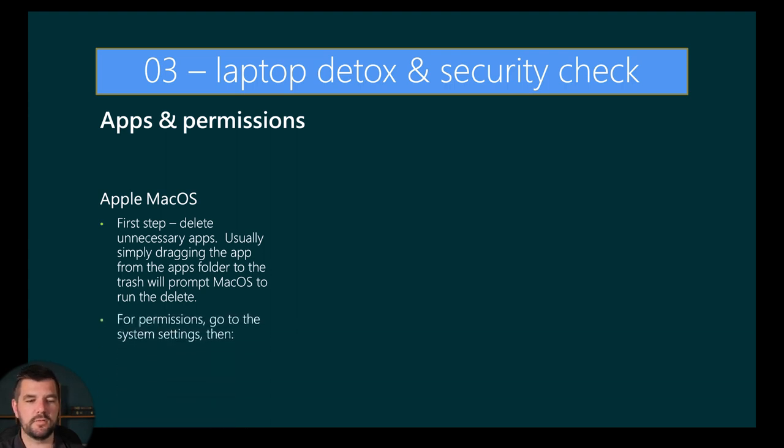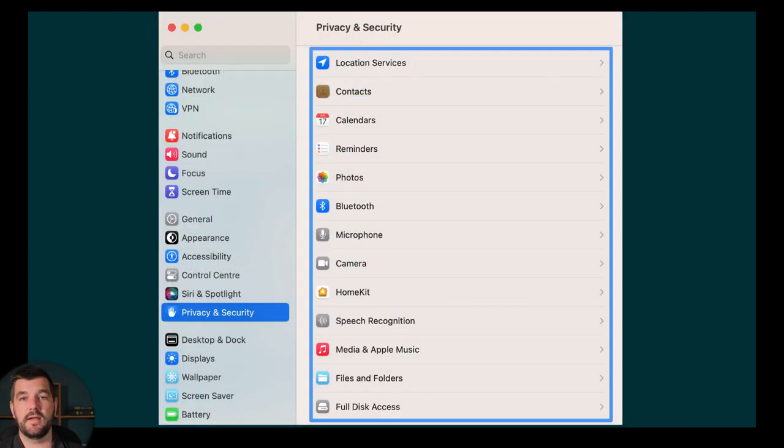And for permissions, we can go to the system settings and then privacy and security once again. And then there is your list, your contacts, calendar, photos, microphone, camera. You can just click on that and see which apps have access to each of these things, and you can turn it on or off as you need.